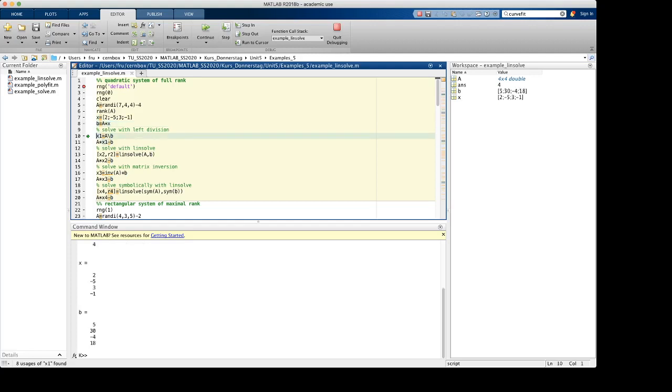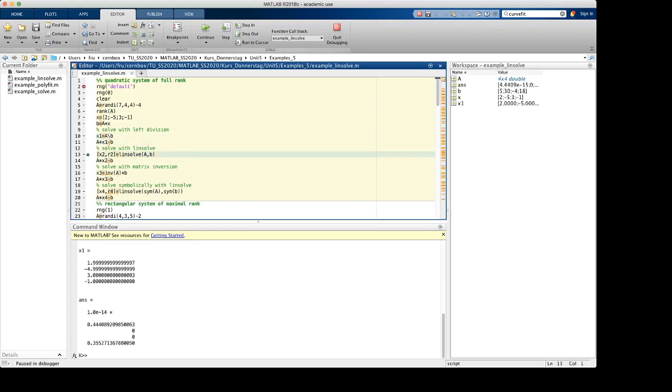So the system of equations reads A times X equals B. The simplest way to get a solution is with left division. So X1 is A backslash B. And let's check how good the solution is by comparing A times X1 with B. And the difference is of the order of 10 to the minus 14. This is the usual order for rounding errors in a well-conditioned situation.